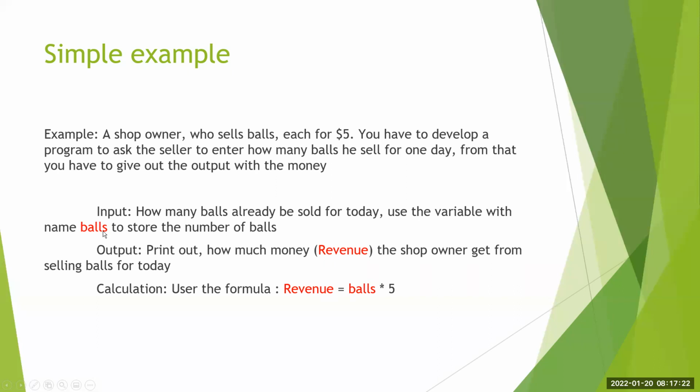It's changeable because it depends on how many balls he sells today. If he sells 5 balls, he gets a revenue of $25, and if he sells 10 balls, he gets a revenue of $50. That is changeable again. So you have the input, ball, and the output, revenue, and to figure out the revenue you have to use the formula: revenue equals ball times 5. Ball is the number of balls, it's changeable, it varies, and 5 is the price for each ball.